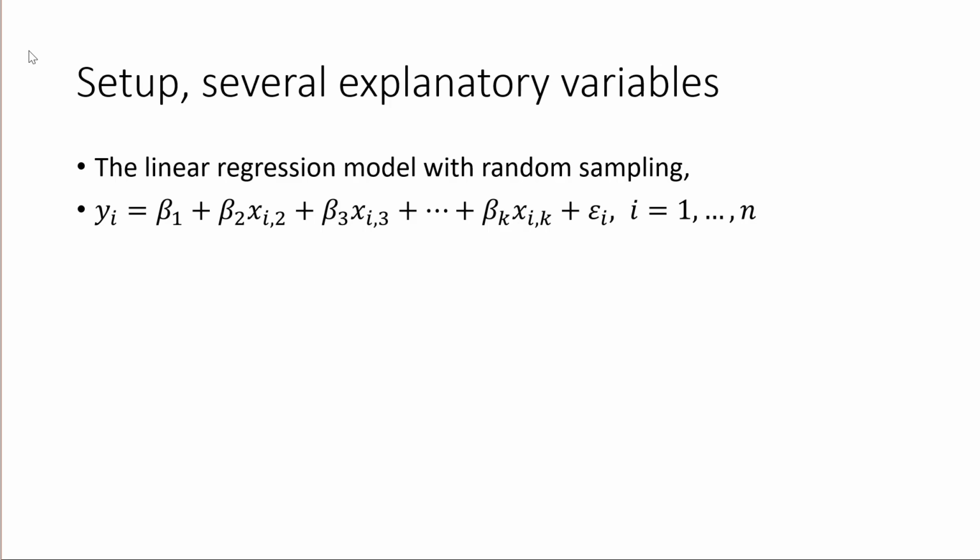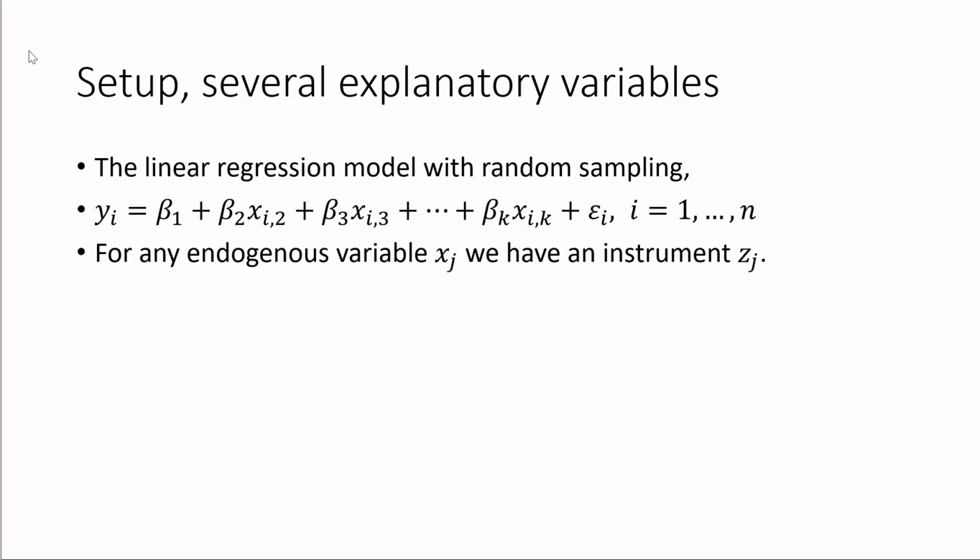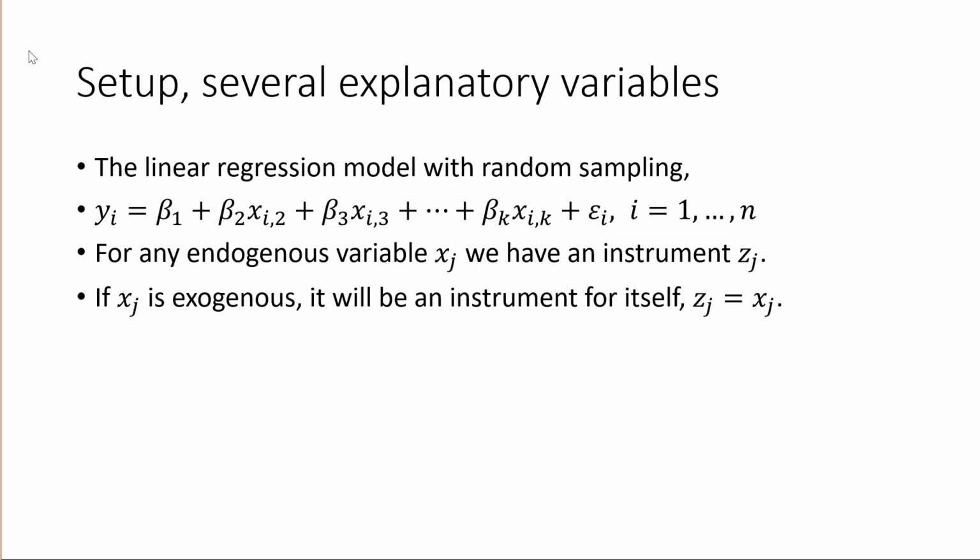Also, we assume that for each and every one of the endogenous variables, we have an instrument. So if xj happens to be endogenous, then we have an instrument for that variable denoted by zj. For those explanatory variables that are not endogenous, that is for the exogenous ones, the variable can function as an instrument for itself. The variable itself will satisfy all the conditions that an instrument should satisfy. It's obviously correlated with itself, plus the expected value of the error term conditionally on this variable is 0.